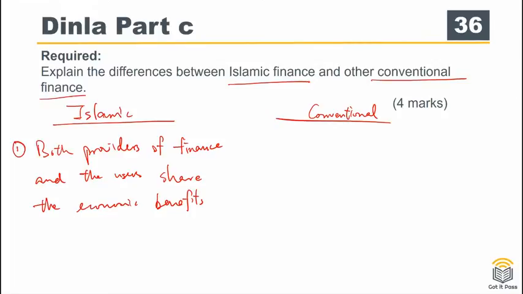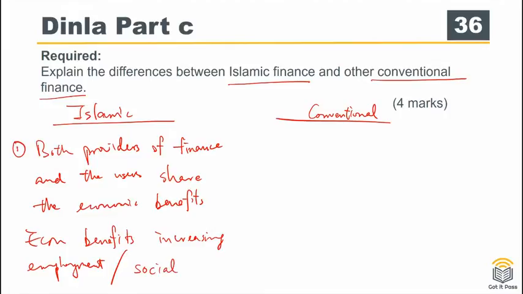Okay, and wealth creation under Islamic finance is about the risk and reward, and the principle is to share between the user and the provider, and economic benefits. What are economic benefits? Economic benefits include wider economic goals such as increasing employment, okay, and social welfare. So it has wider economic goals as compared to conventional finance.